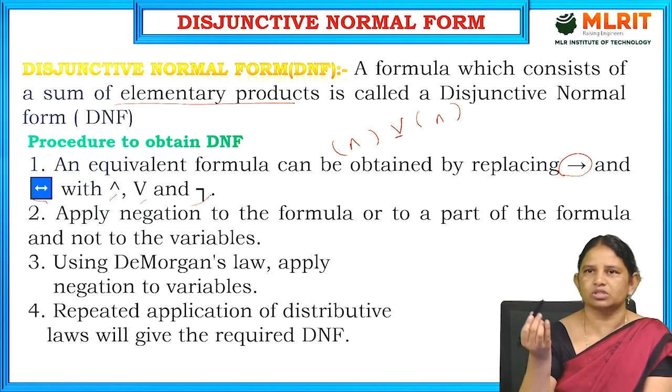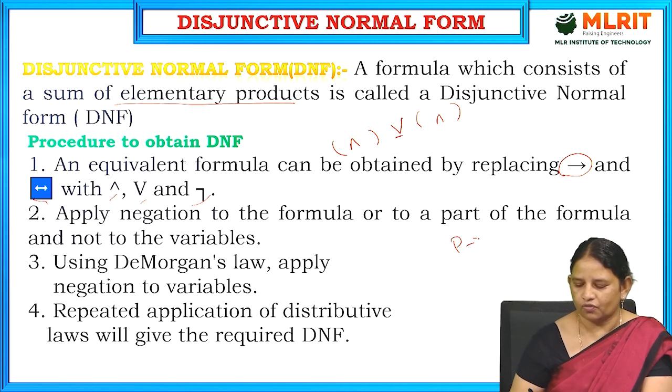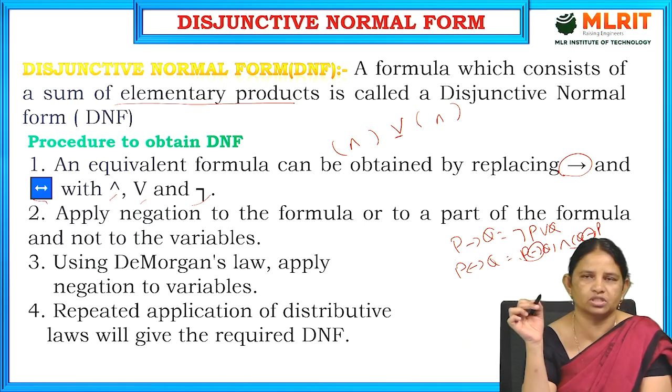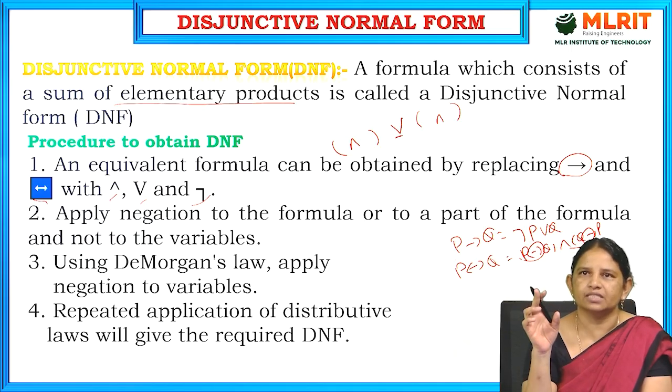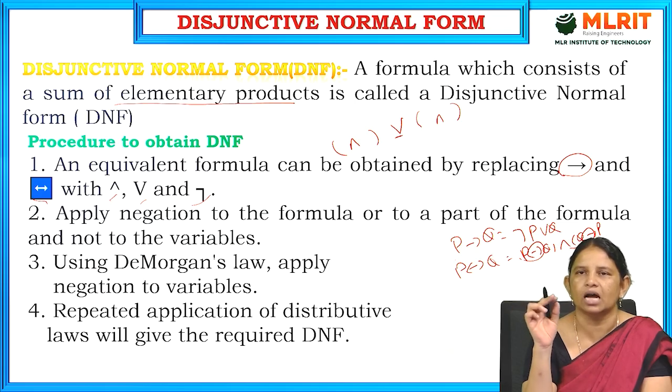You know the rules of implications. We know the formula of P implies Q, that is negation P or Q. For P biconditional Q, you know the formula of P conditional Q and Q conditional P. So we have to replace those symbols. How to replace those symbols? By applying the corresponding formulas. We need to replace the implications and biconditionals with the corresponding connectives like and, or, and negation. That is rule 1.